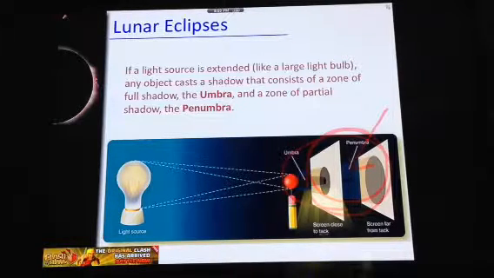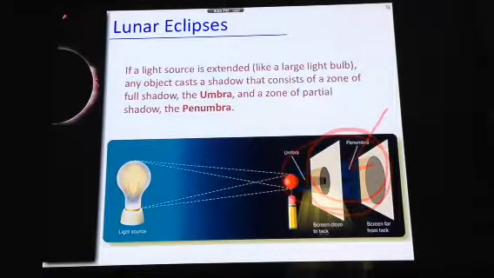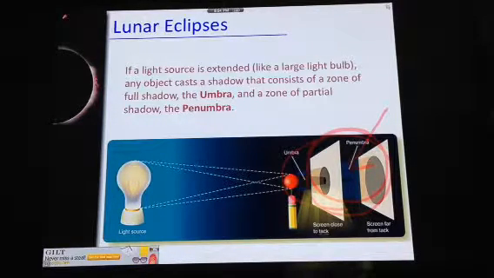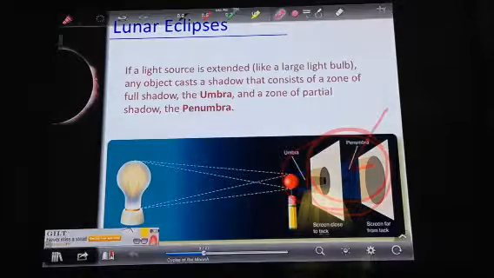And during a lunar eclipse, what happens is that the moon falls within the umbra of the Earth during a total lunar eclipse. During a partial lunar eclipse, the moon falls within the penumbra that is produced from the shadow of the Earth that we see.